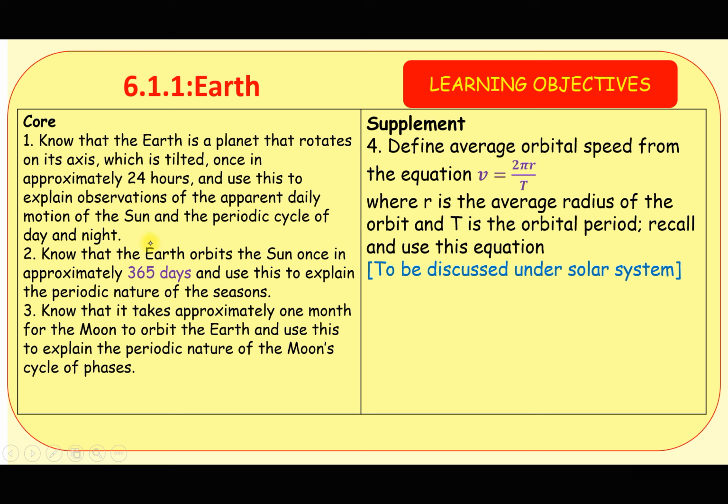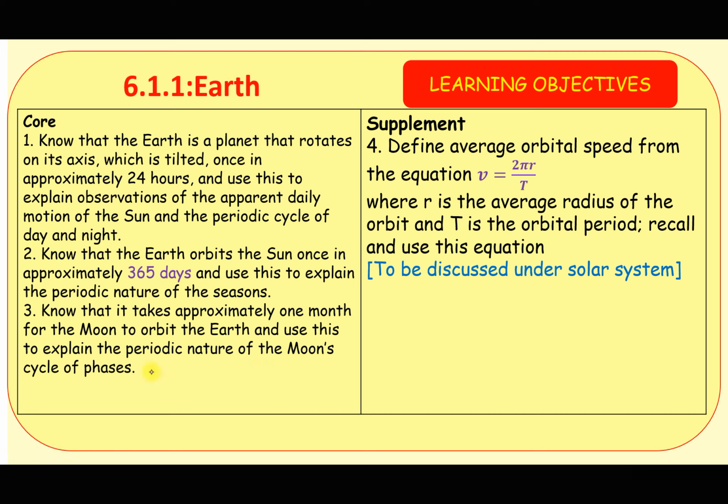and the periodic cycle of day and night. We should know that the Earth orbits the Sun once in approximately 365 days, and use this to explain the periodic nature of the seasons. We should know that it takes approximately 1 month for the Moon to orbit the Earth, and use this to explain the periodic nature of the Moon's cycle of phases.